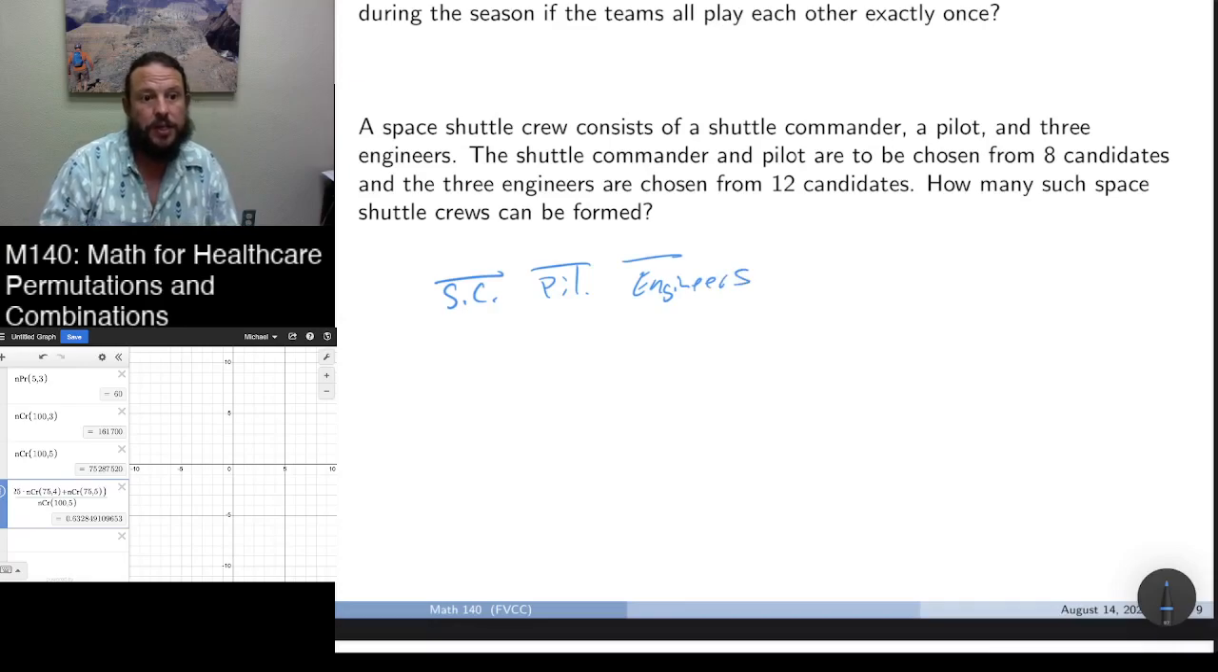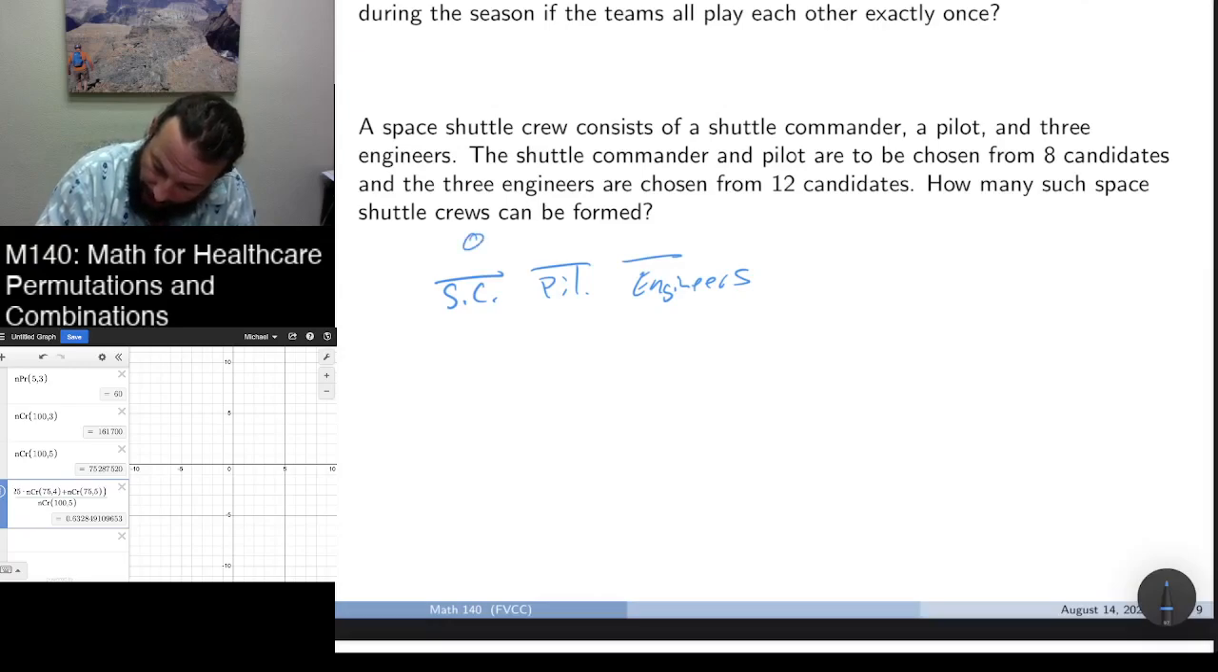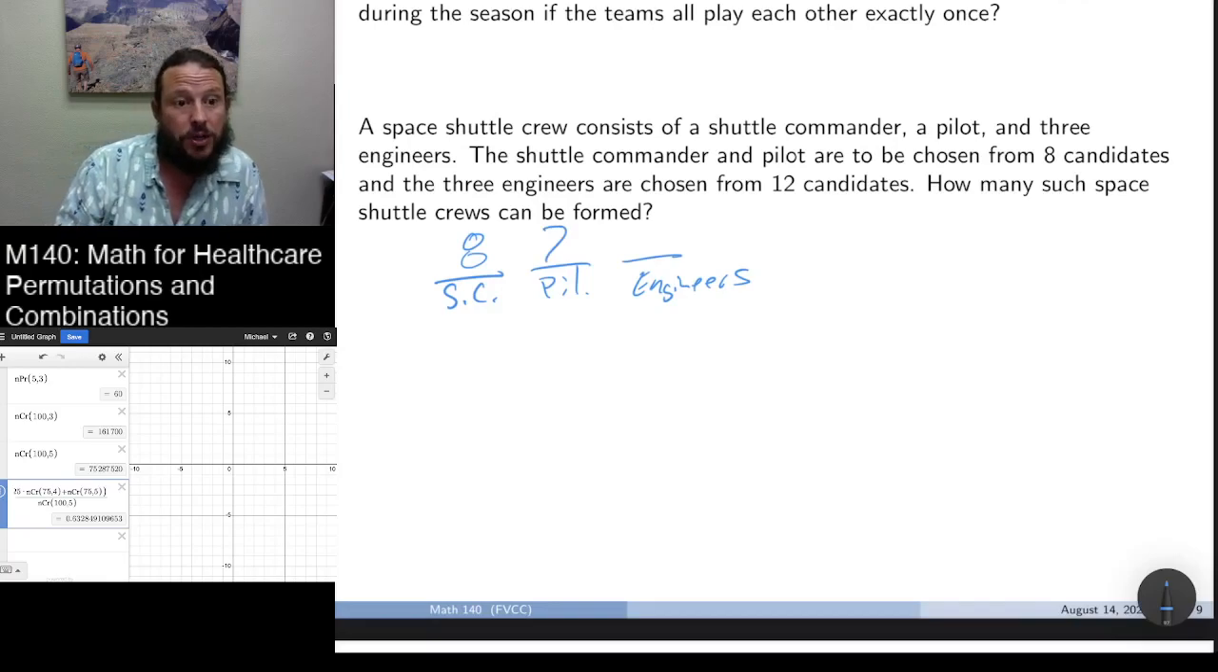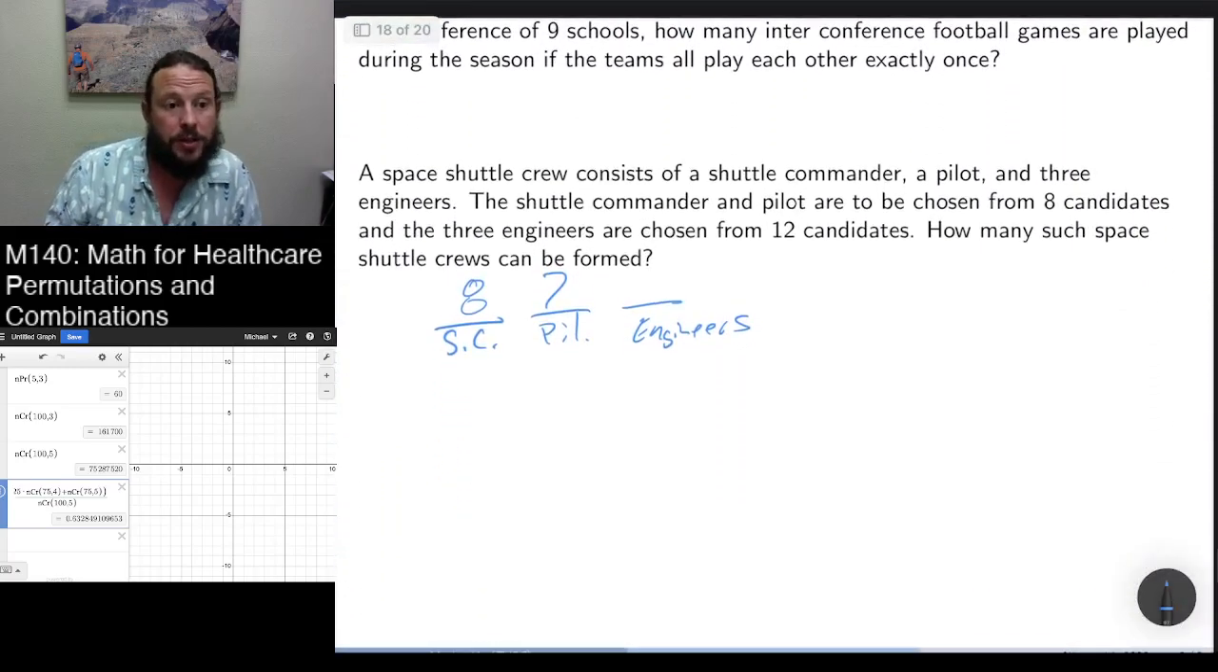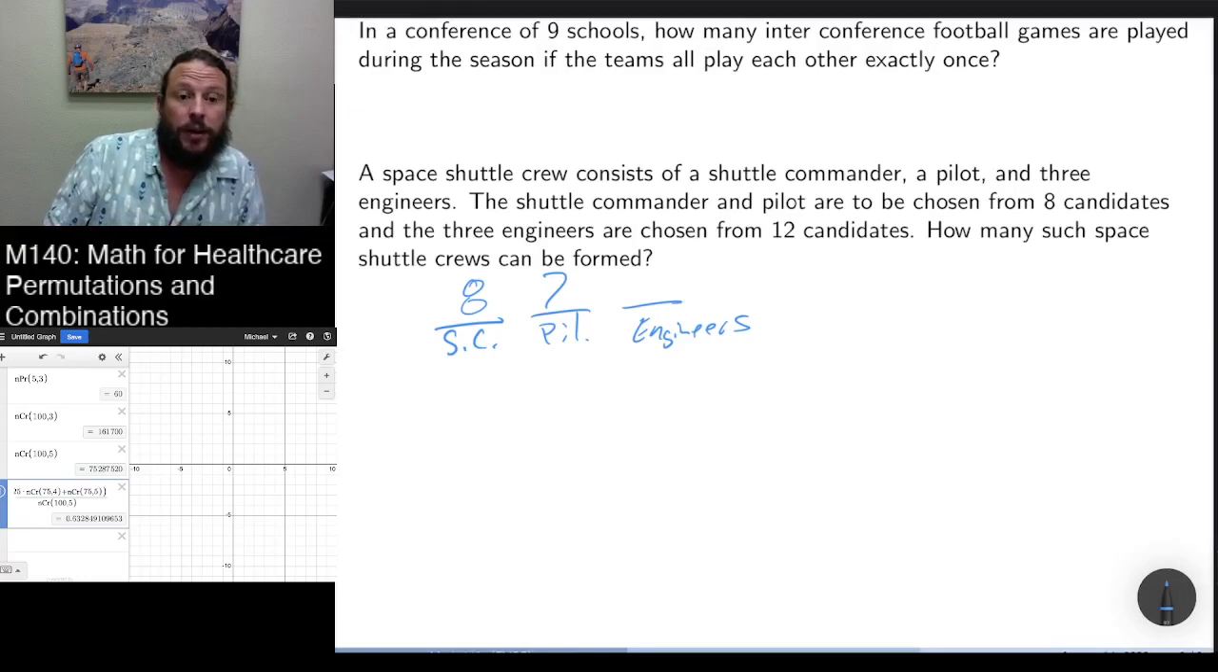All right, so let's see. How many ways is there to choose the shuttle commander? Well, there's 8, and then there's 7 ways to choose the pilot after that, right? And those are different positions, right? When Bob is the shuttle commander and Alice is the pilot, that's different than when Alice is the shuttle commander and Bob is the pilot.